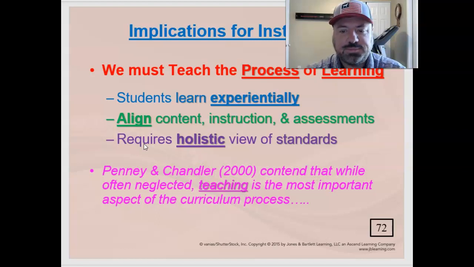So Penny and Chandler in 2000, this is a good quote from the textbook, they contend that while often neglected, teaching is the most important aspect of the curriculum process. So they're saying that you can spend a lot of time on building an effective curriculum, but if you don't have teachers that understand how students learn and are effective teachers that provide feedback, can critique students and motivate them and keep them on task and continue to improve, teaching is more important than actually building the curriculum. So we cannot forget the teaching process and the importance of learning.